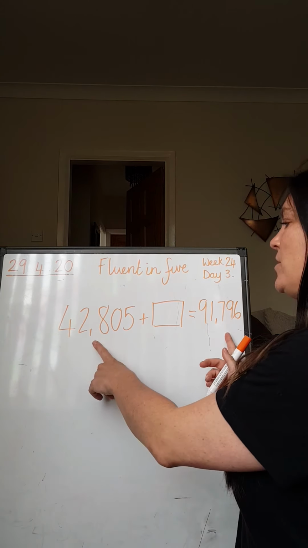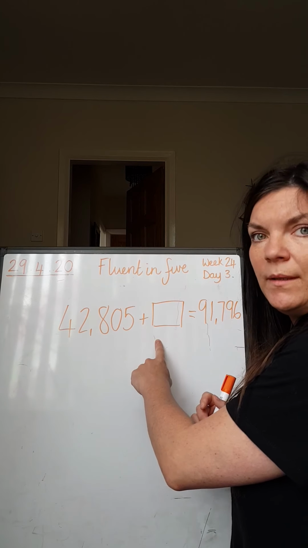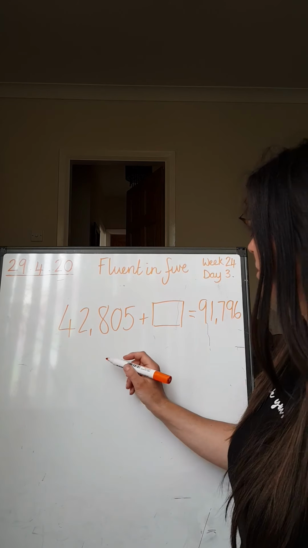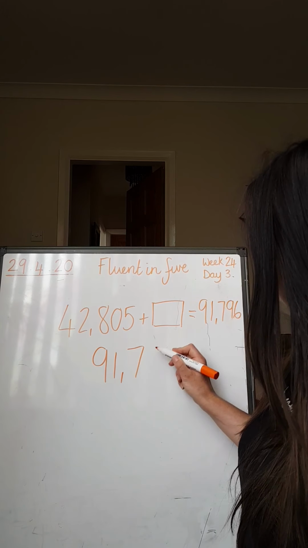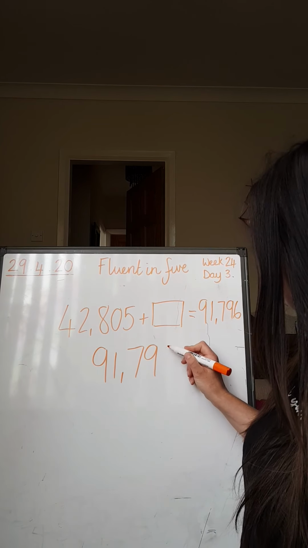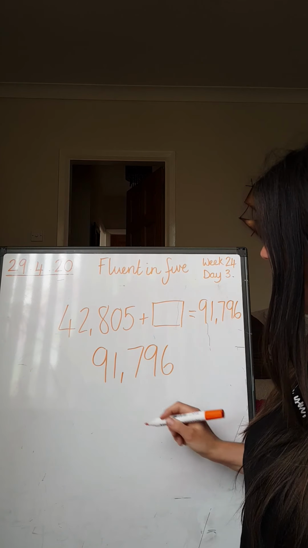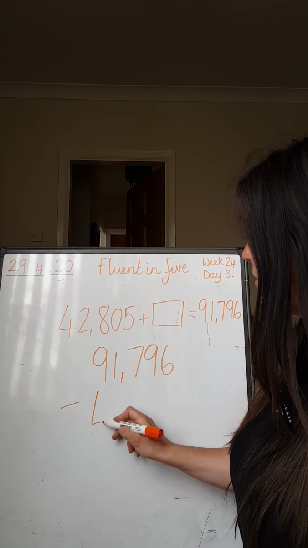So I need to use these 2 numbers to make a smaller number. So how am I going to do that? I'm going to do a takeaway. So I'm going to use the fact family and the inverse, the opposite of add, which is takeaway, to work out what the mystery number is.